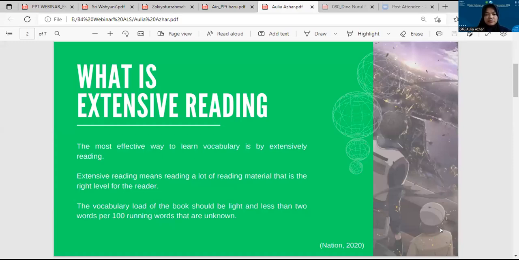So what is extensive reading? According to Paul Nation, an expert in linguistics and teaching methodology, the most effective way to learn vocabulary is by reading, or extensive reading. Extensive reading is an approach to second language reading when learners read extensively. They read very easy, enjoyable books to build their reading speed and fluency. Extensive reading means reading a lot of reading material that is the right level for the readers. The vocabulary load of the book should be light, with less than 2 words per 100 running words unknown, but it doesn't need to always be a book. We can find other kinds of reading material such as comics, manga, or you can even read subtitles, but in my topic, we will choose Webtoon. Why using Webtoon? Please go to the next slide.